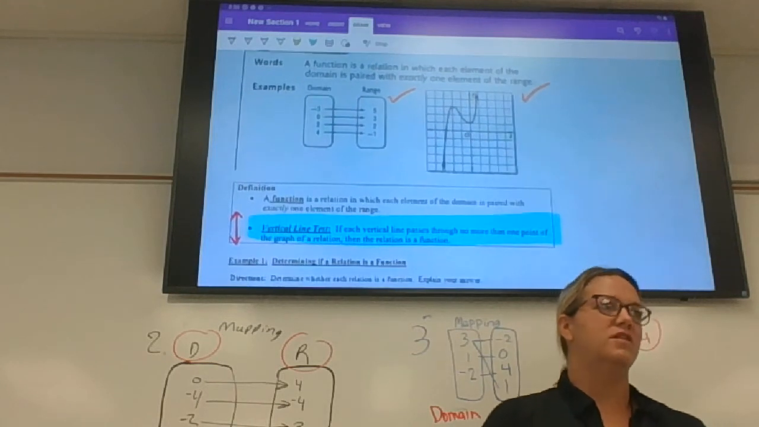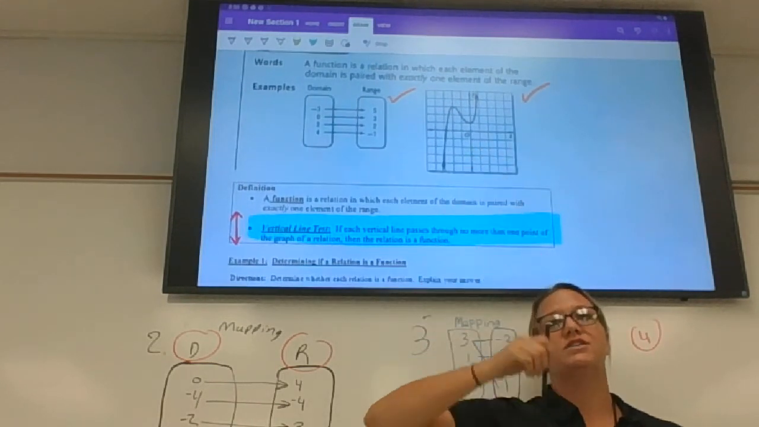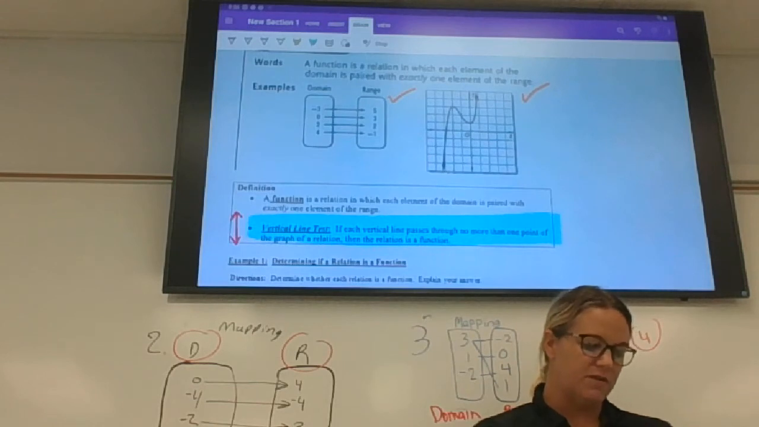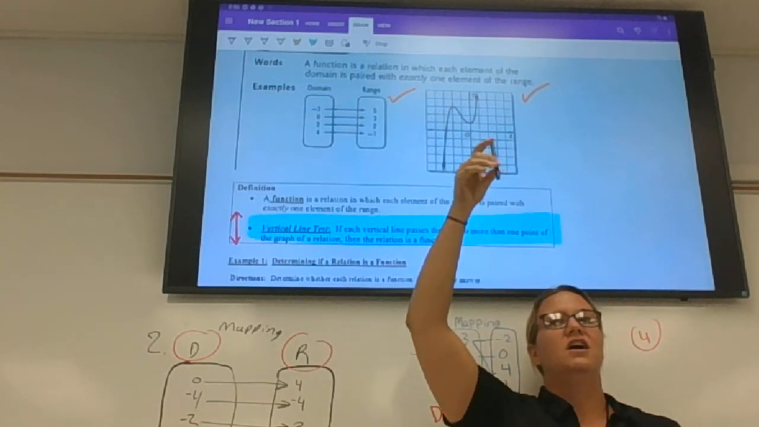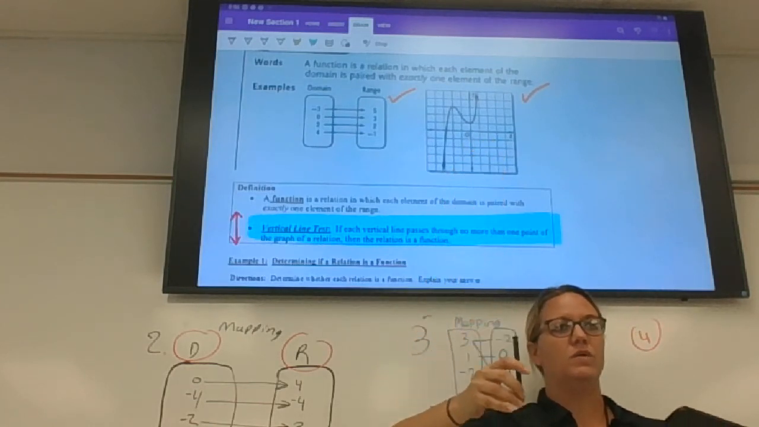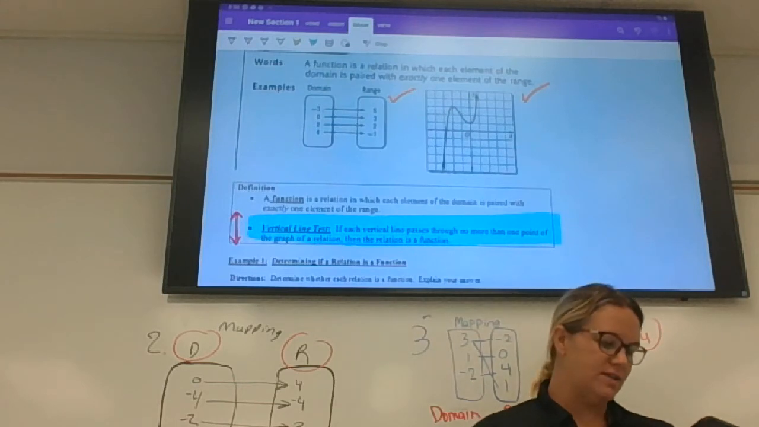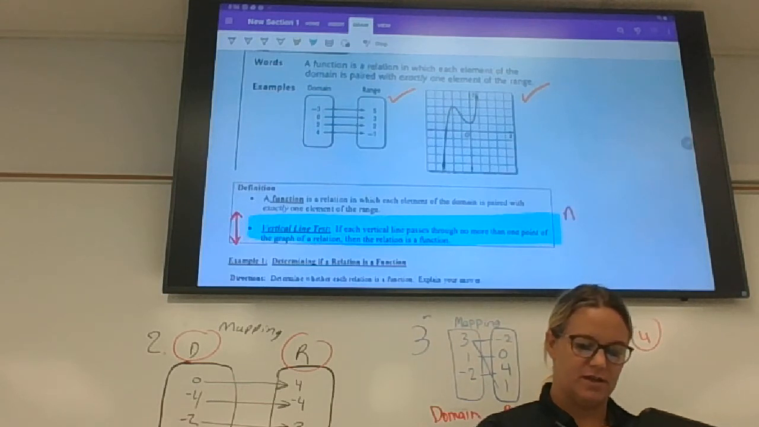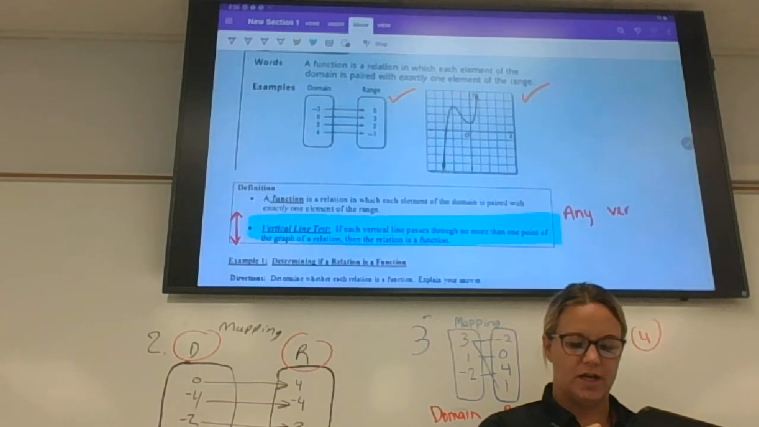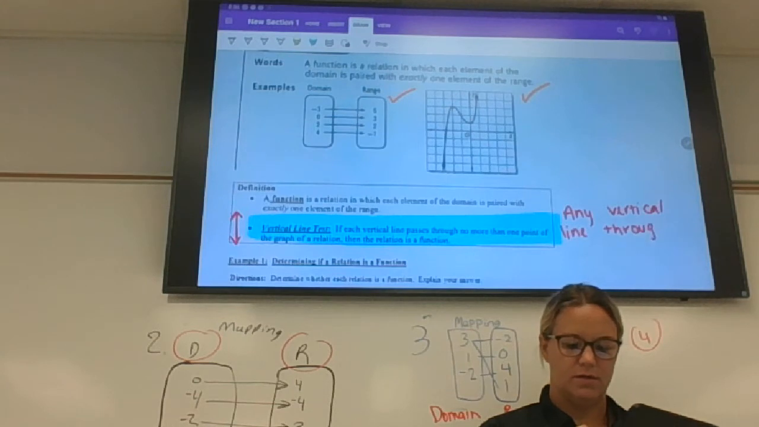Okay, so a vertical line is just up and down, a vertical jump. So if you can draw a vertical line and you only hit the graph once, it is a function. Any vertical line through the graph should only hit once.